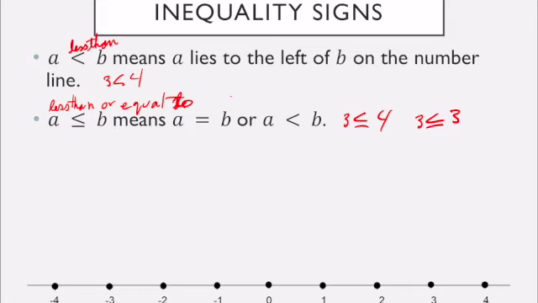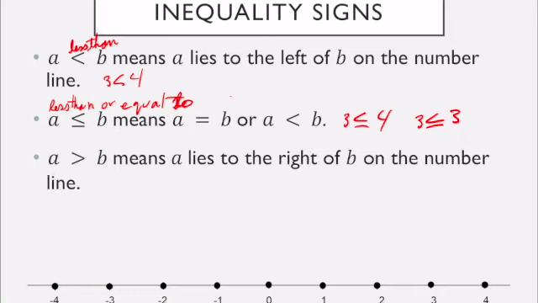I also have the same, but for greater than. So A is greater than B means that A lies to the right of B. So for example, 4 is to the right of 3, so 4 is greater than 3.